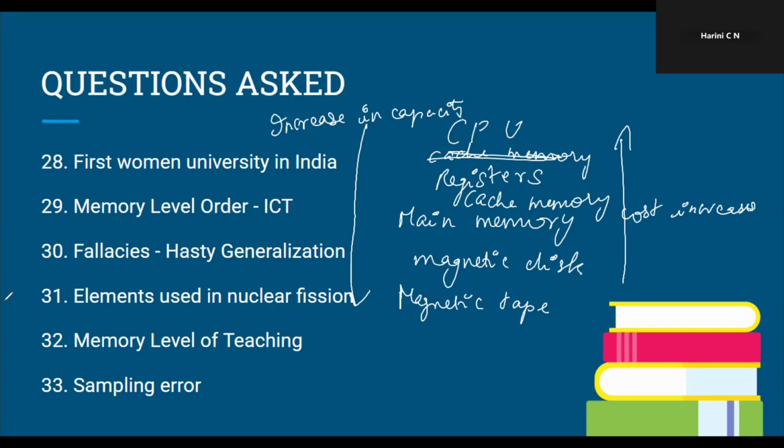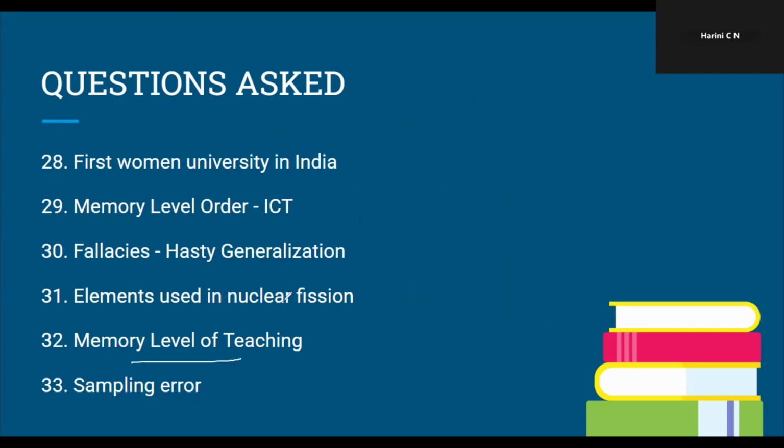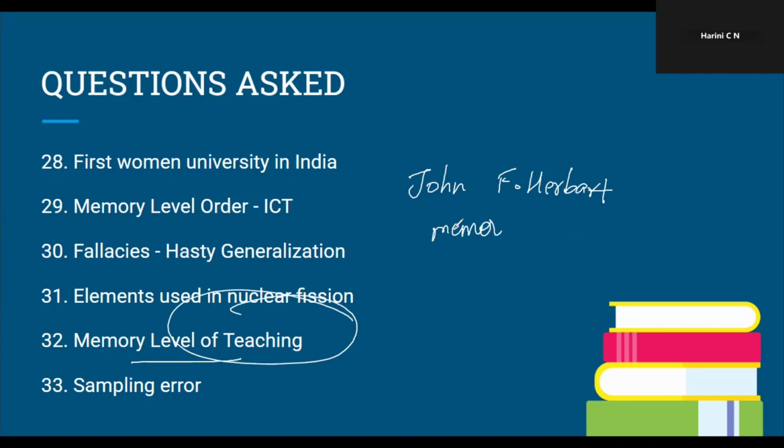And then memory level teaching. Memory level teaching was given by Herbert. After autonomous development, memory level comes into place. It's about memorization. These are the key important points: cramming, rote learning.